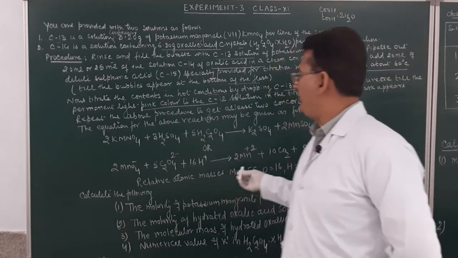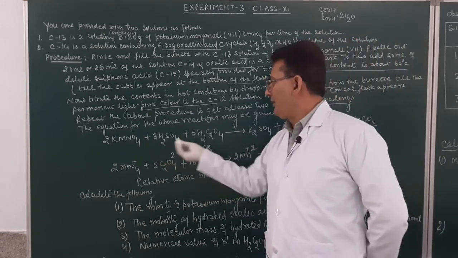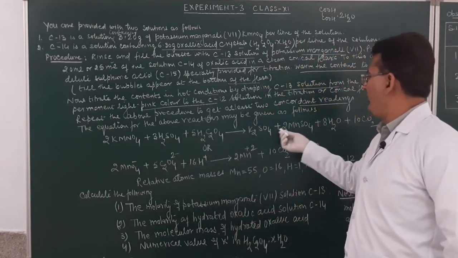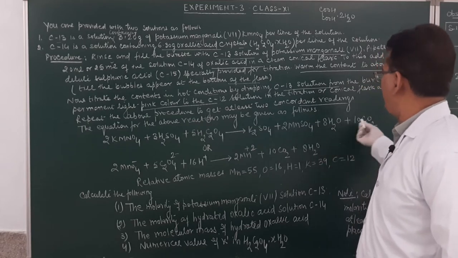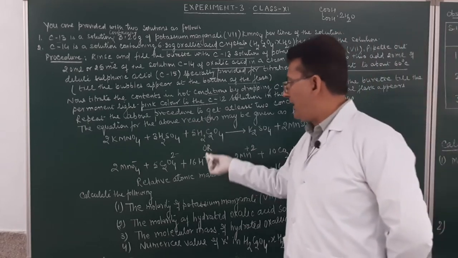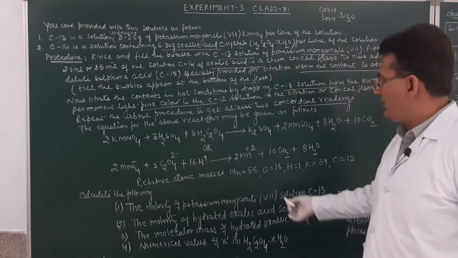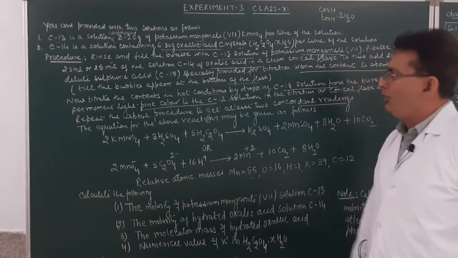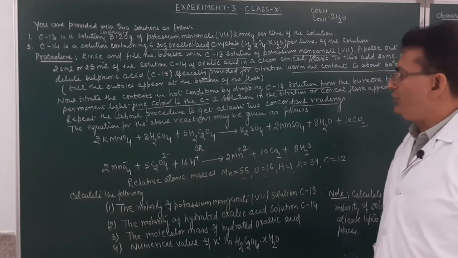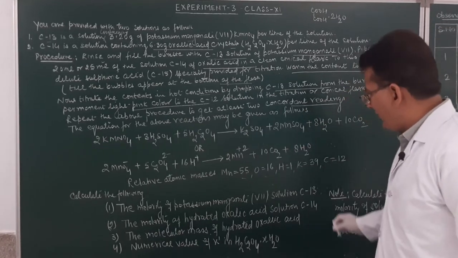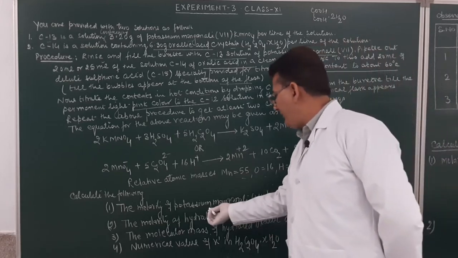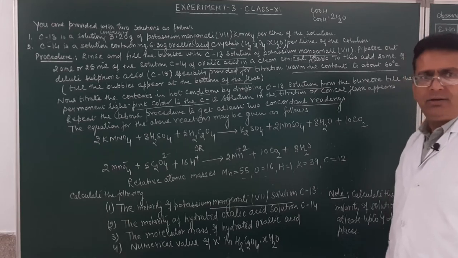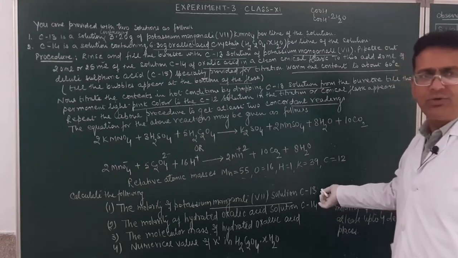The equation for the reaction is given as KMnO4 when titrated against oxalic acid in H2SO4, pink color, this will result in the formation of potassium sulfate, manganese sulfate, water and carbon dioxide, or the ionic equation is given over here. The relative atomic masses of manganese, oxygen, hydrogen, potassium and carbon are given. After titrating this, what do you need to calculate? First is the molarity of the potassium permanganate solution. Is it clear? Molarity of C13 is to be calculated.